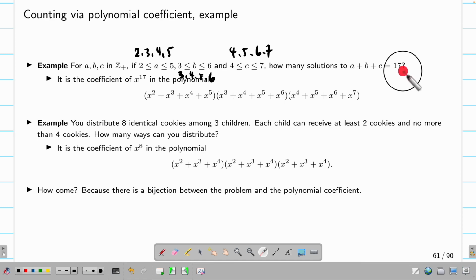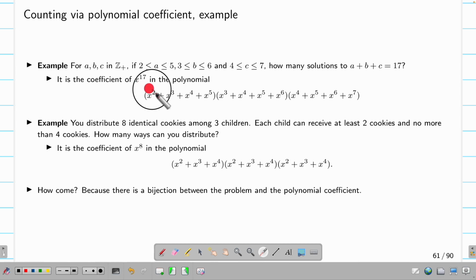Wow, how are you going to count this? Magically, the solution is the coefficient of x^17 in this polynomial. Let me recap, I will use this notation to mean the coefficient of x^17. So basically the solution to this problem will be written like this. We are not going to talk about how we solve it yet, but this is to illustrate that we can actually solve this problem by using polynomials. We will talk about how to solve this later.